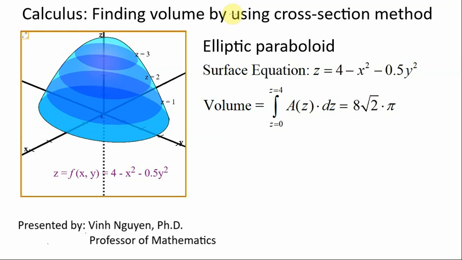This video is on finding volume by using the cross-section method. Here I have the surface function z equals 4 minus x squared minus 0.5 y squared, and this is what the graph looks like. The base here is an ellipse, so we call this an elliptic paraboloid, and I want to find the volume of this elliptic paraboloid.